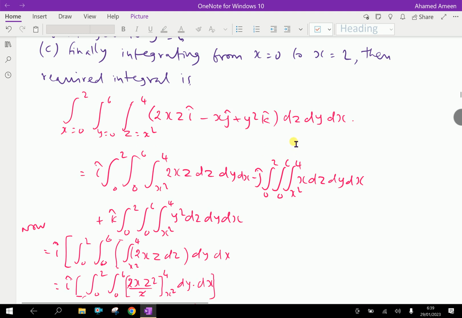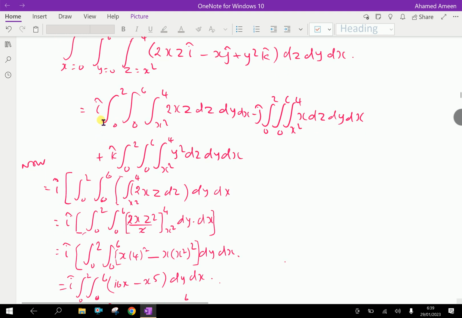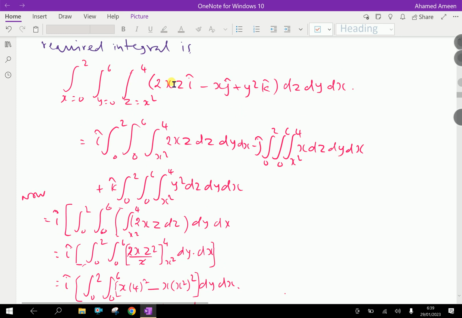First we have to find the inner integral, that is the integral from z equals x squared to 4 with dz. Which is equal to i vector times the integral 0 to 2, 0 to 6, integral x squared to 4 of 2xz dz dy dx, minus j vector times the triple integral 0 to 2, 0 to 6, x squared to 4 of x dz dy dx. Now we will integrate part by part.